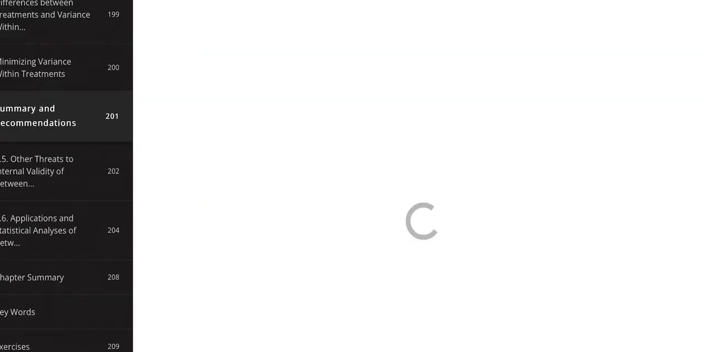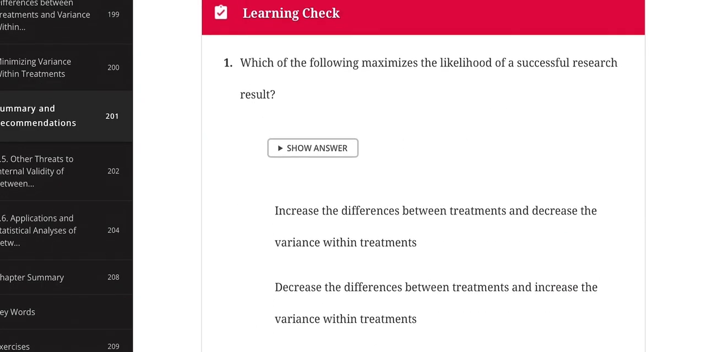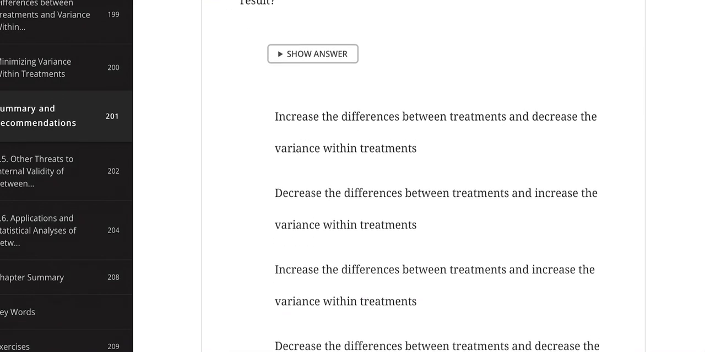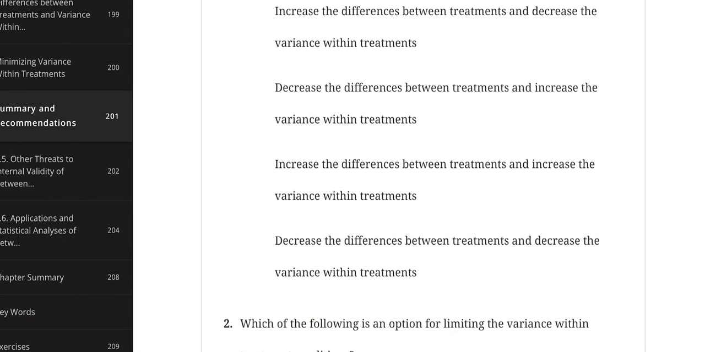So lastly, for 8.4, we are going to do the learning check here. Which of the following maximizes the likelihood of a successful research result? So which one's maximizing the success here?